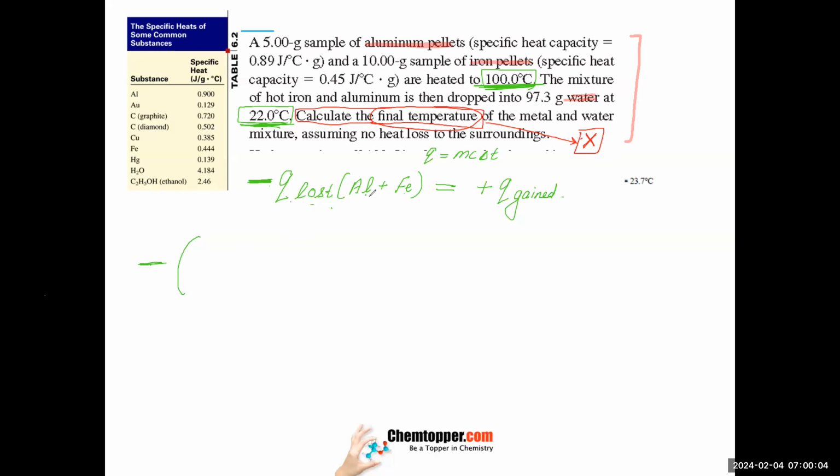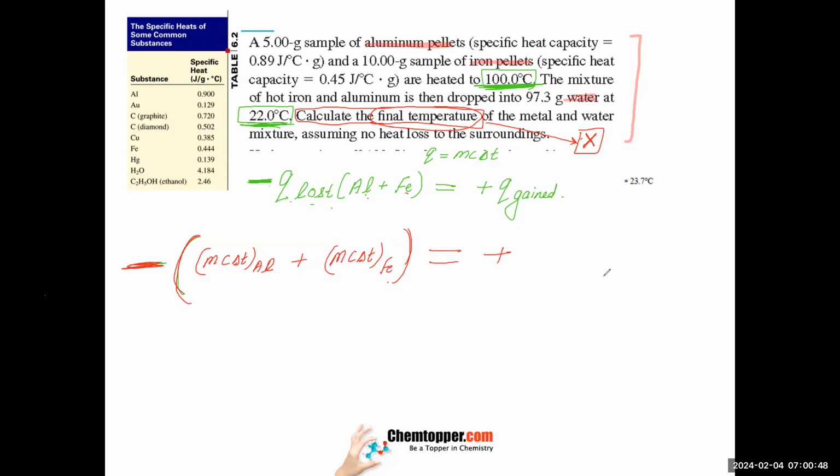So Q lost by aluminum is mc delta T of aluminum. Q lost by Fe is mc delta T of Fe. And put big brackets. Outside the bracket, a minus sign because they are both losing. This is the total amount of heat lost, total by aluminum and Fe, is equal to, what's the equation here, children? Gained means plus. What's the equation?